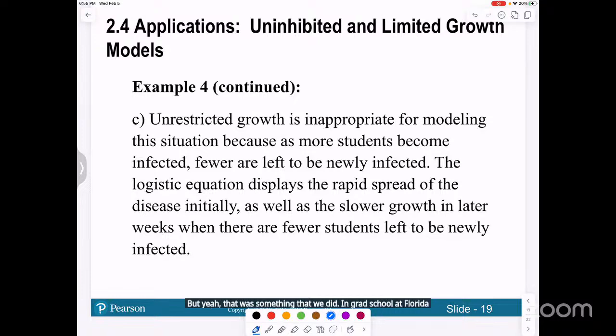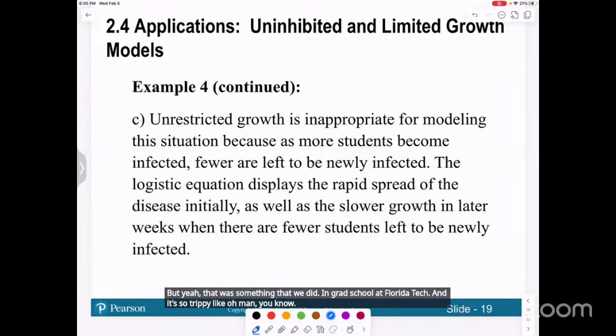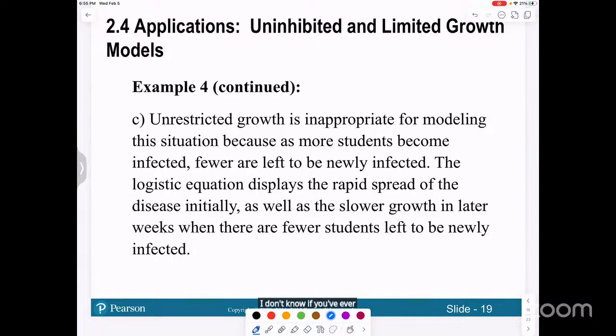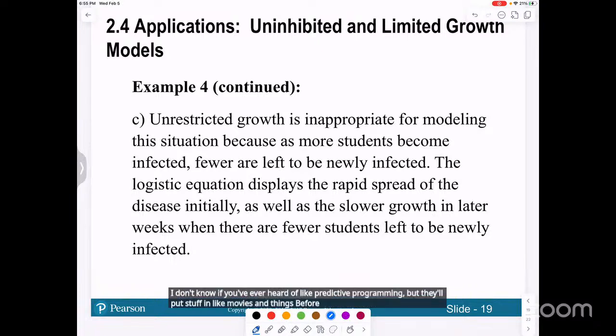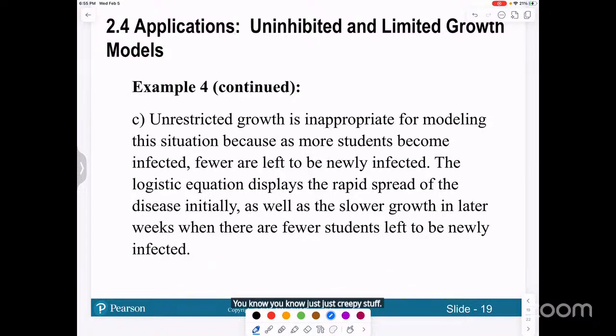And it's so trippy, I don't know if you've ever heard of predictive programming, but they'll put stuff in movies and things before it releases, and then just creepy stuff. I can kind of go into some weird stuff, but I'm gonna let it be.